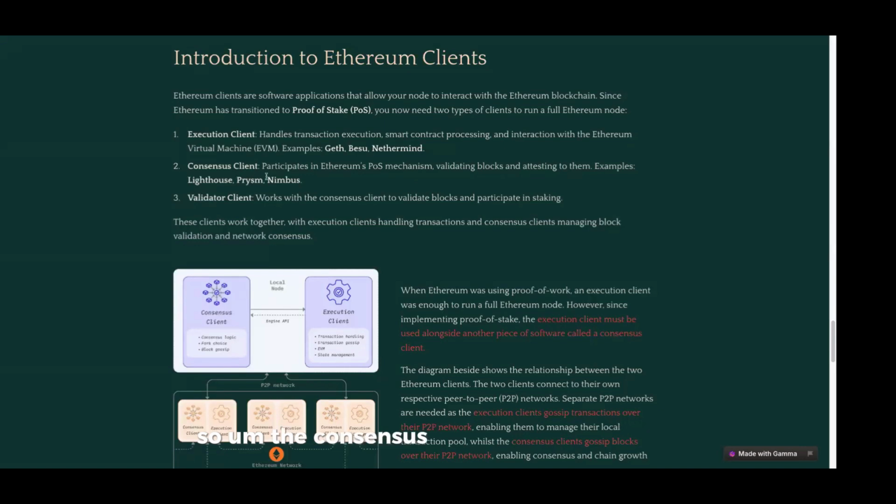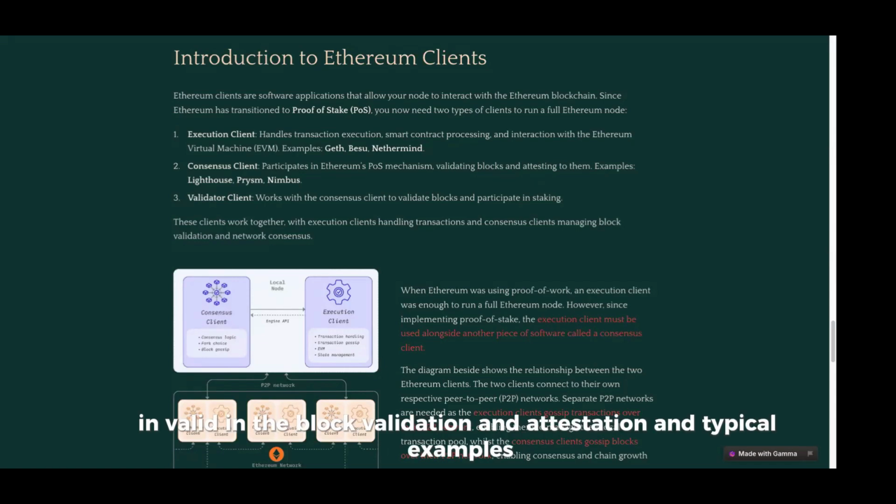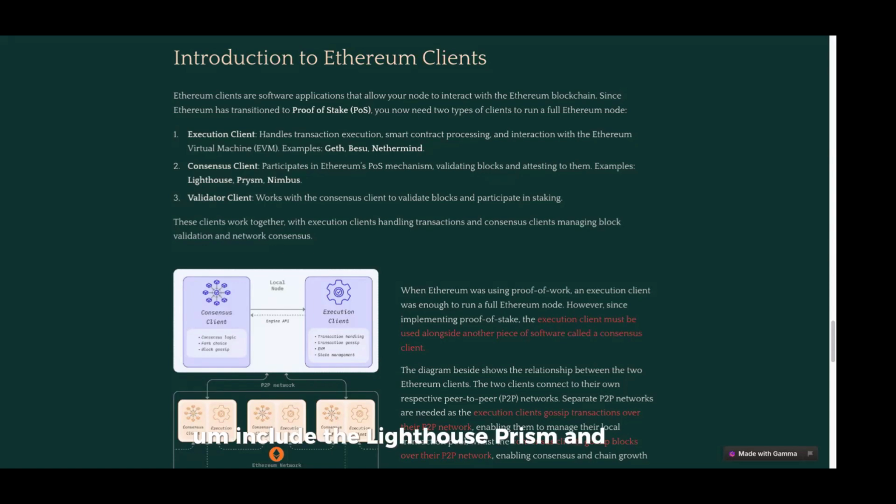The consensus client is more about things that involve agreements. If you're saying this thing is true, how are other people agreeing with you? How are they saying, okay, yeah, we are attesting to this and this is valid? So participating in Ethereum's proof of stake mechanism, it helps in block validation and attestation. Typical examples include Lighthouse, Prysm, and Nimbus.